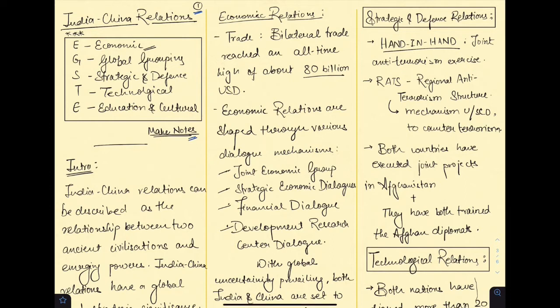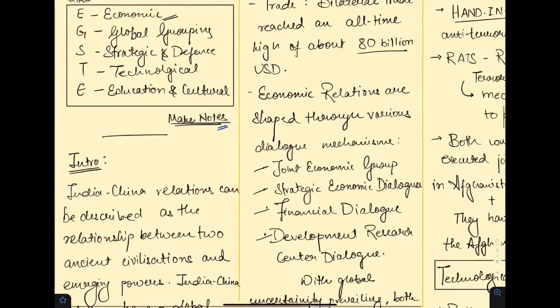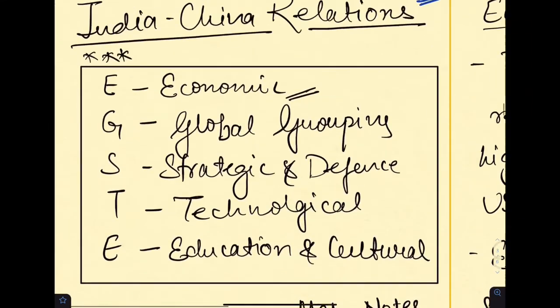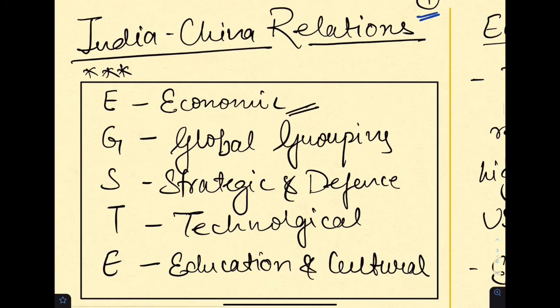So make running notes and divide the page into 3 equal halves so that you'll have more space in each page. Short notes are made like this. Okay, first we will start off with India-China relations. This is your first class.